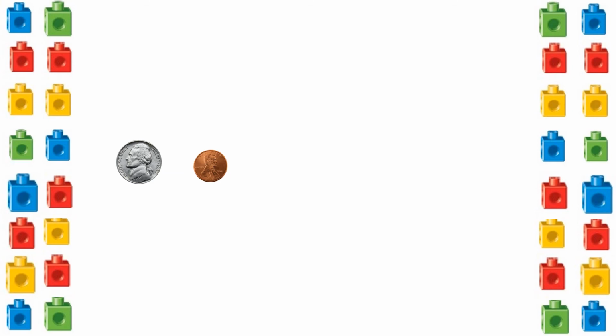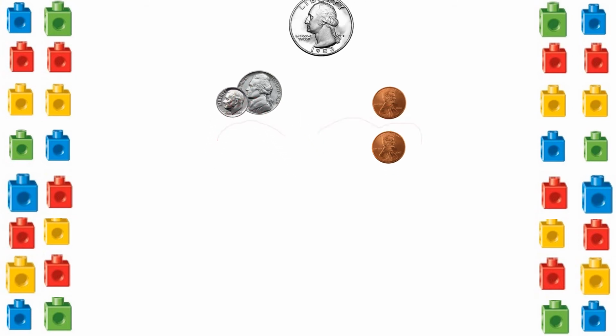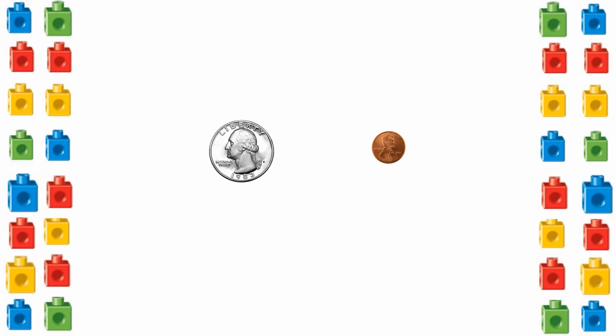So here we have how much? Good, 6 cents. What do we have here? 7 cents. What do you see here? 17 cents, because 10 plus 5 is 15, 16, 17. And here we have 26 cents. Now we have 27.